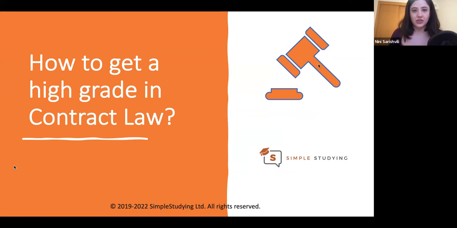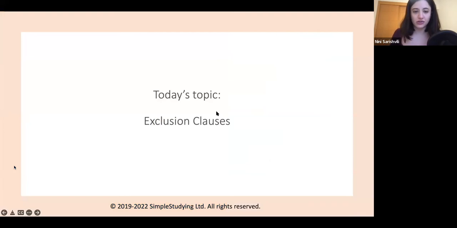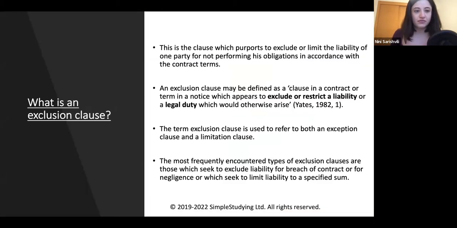Our class today will be about contract law, and in particular, we will talk about exclusion clauses, because exclusion clauses are one of the most important topics that you should be aware of. It often comes up in courseworks and exams of contract law. We will go through the main principles that you need to know about exclusion clauses to be able to successfully answer a problem or essay question on this topic. And also we will go through relevant case law that you need to know.